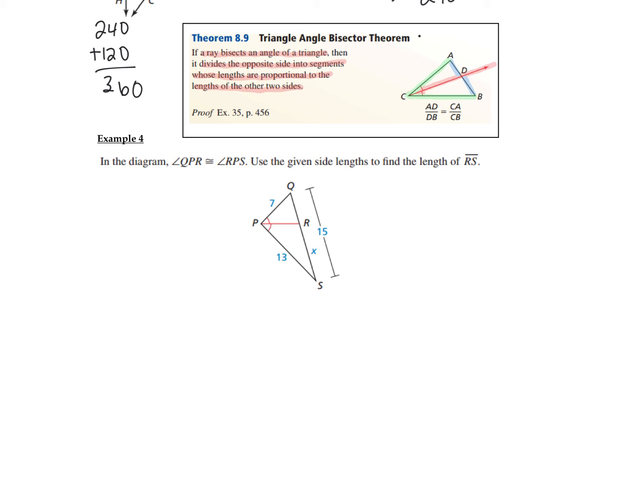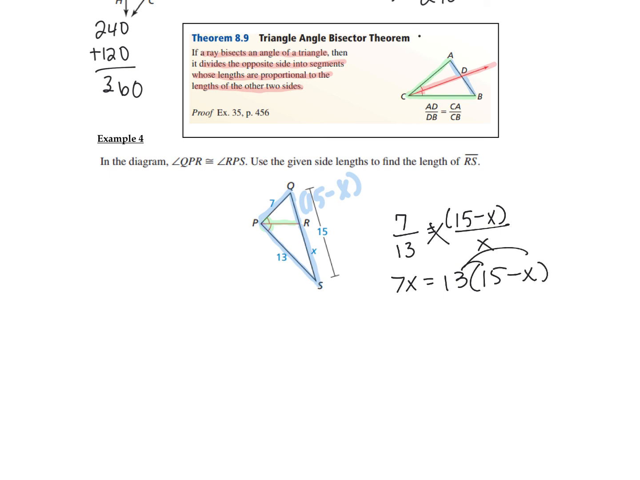Okay, so let's go ahead and solve a problem like that. We can see we've got an angle bisector here. So we know we can use 7, 13, x, and then this part becomes 15 minus x, because you can see the whole thing is 15. All right, so let's set up our proportion. Let's go 7 over 13 equals 15 minus x over x. All right, now when we cross multiply, we have to distribute this 13 to both terms.